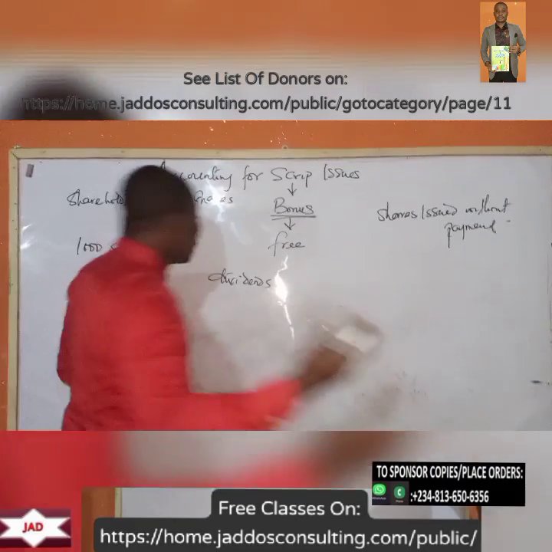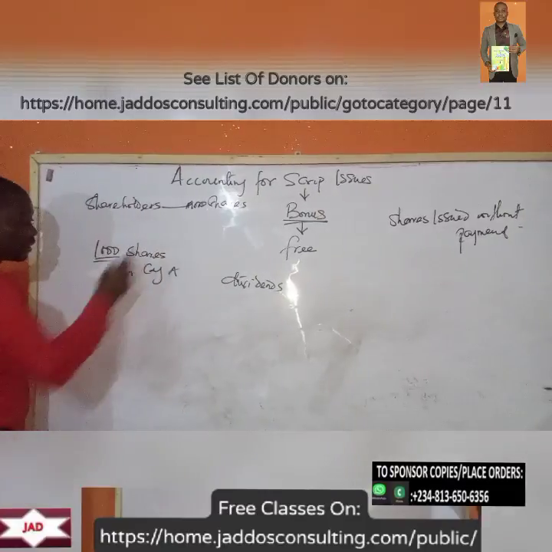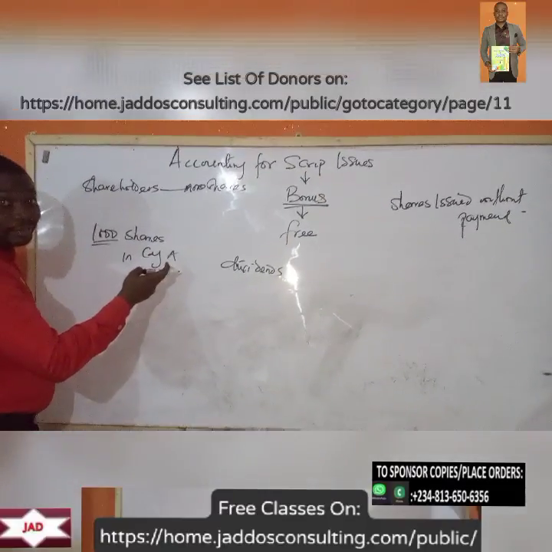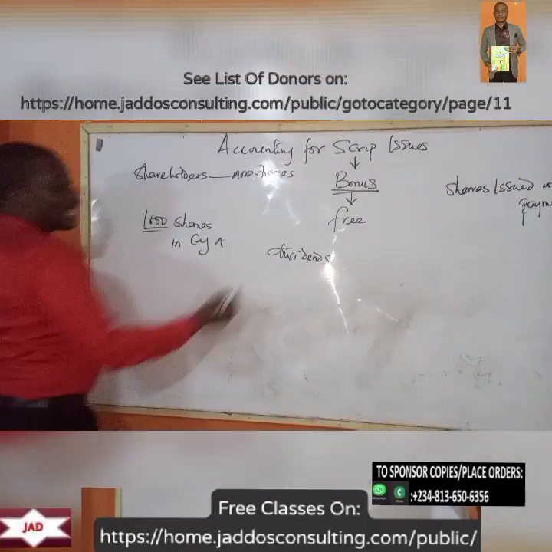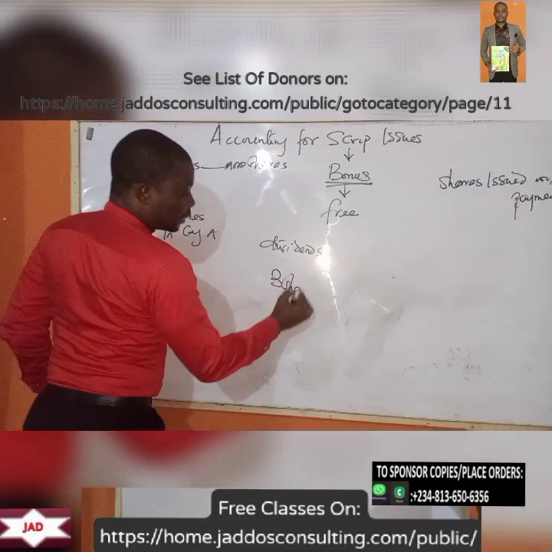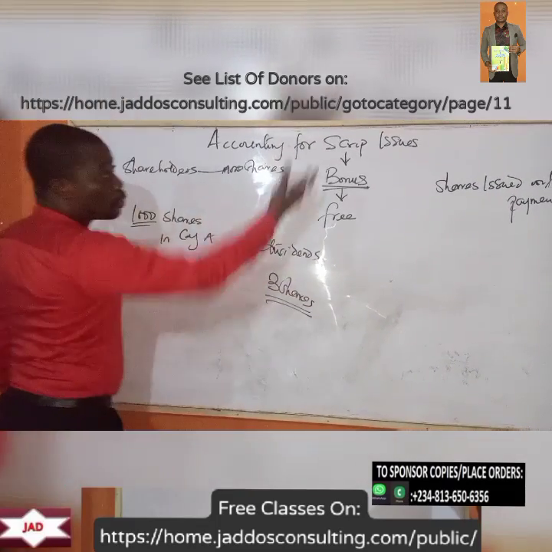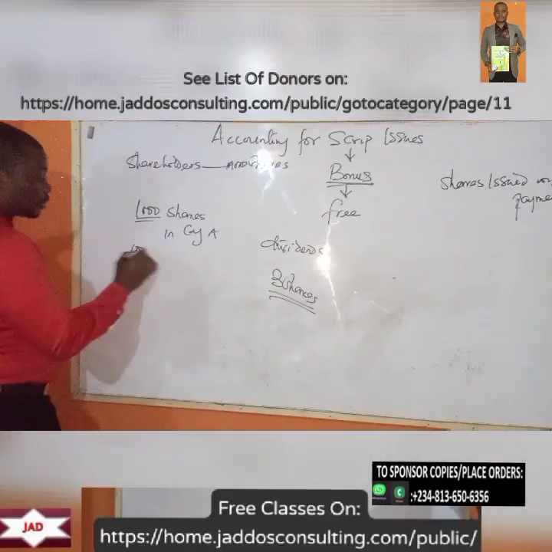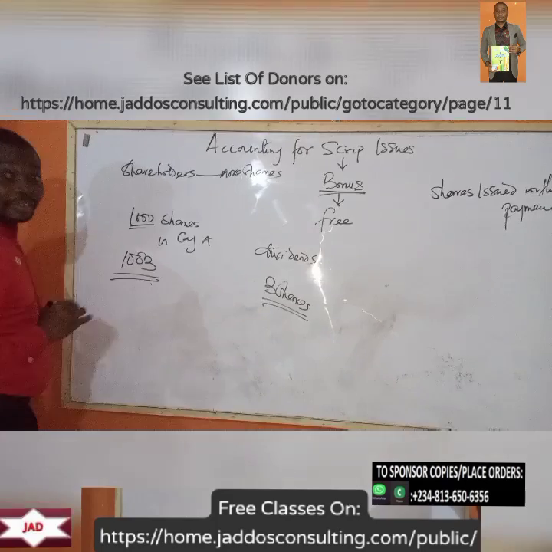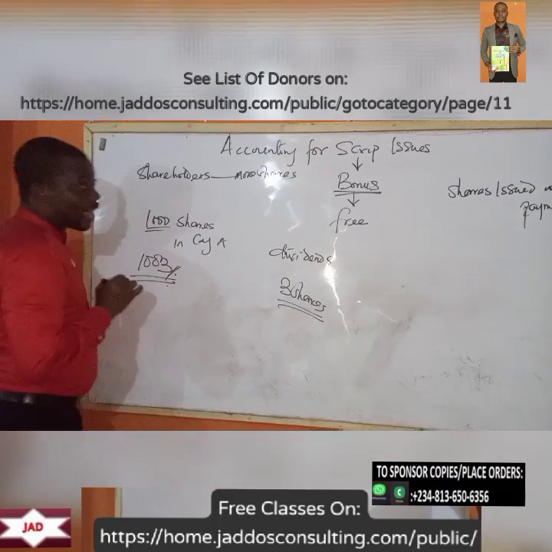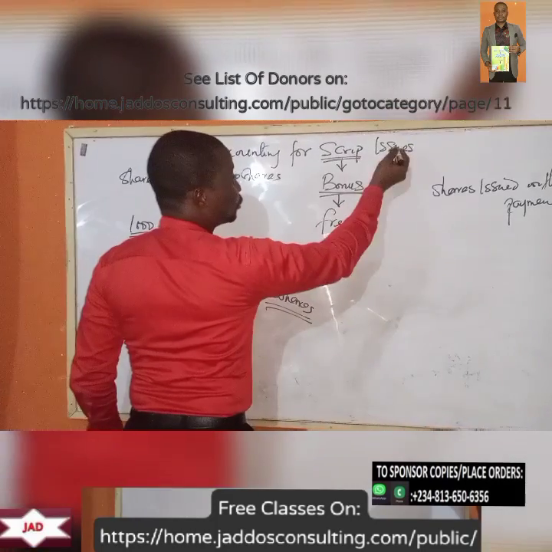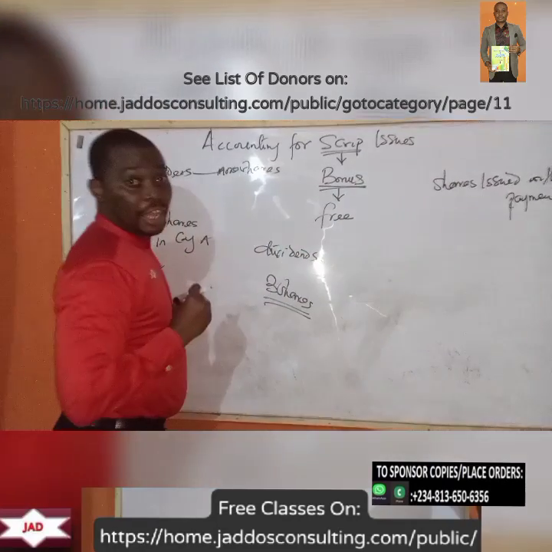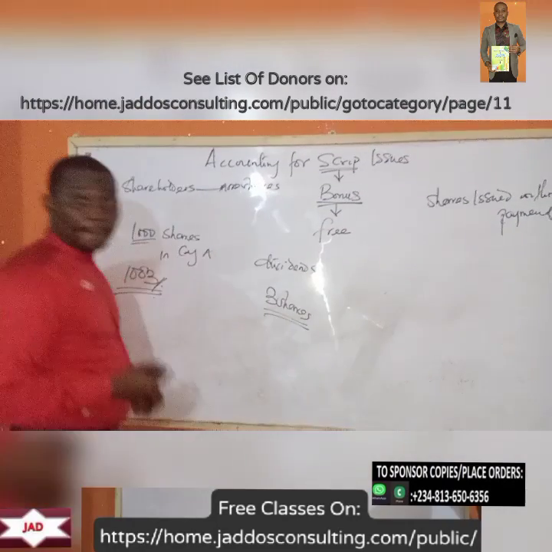So here you have 1,000 shares in company A. If you're given, let's say, an additional 3 shares that you're not paying for in form of bonus, it means your shares will increase to 1,003. So these 3 shares here are referred to as what? As a scrip issue, or a scrip share, or bonus issue, or bonus share.